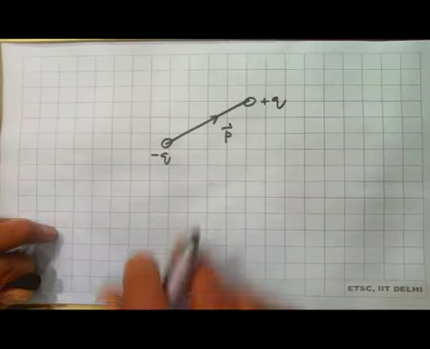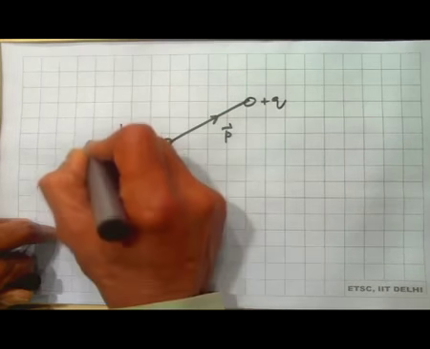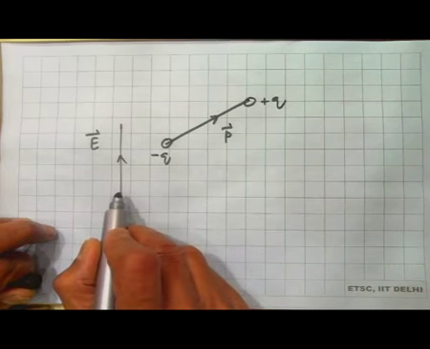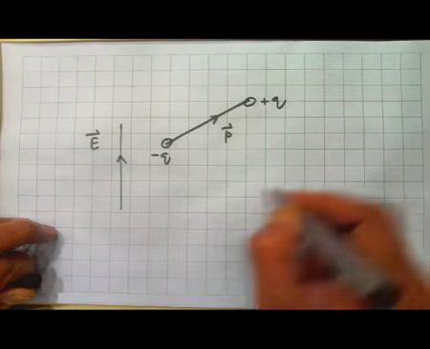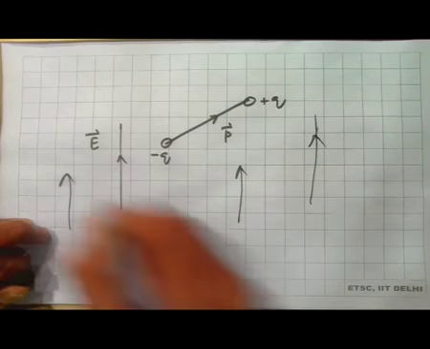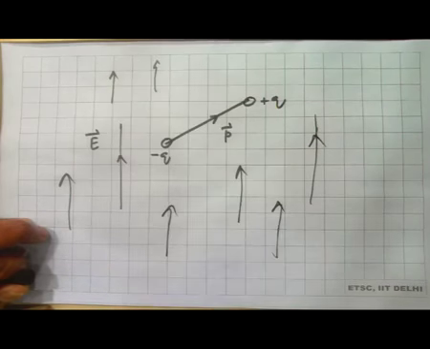Let me assume that on this dipole I now apply an external electric field. Please remember, this is the external electric field, not the electric field of the dipole, but the externally applied electric field, a uniform electric field from outside. So, E is the same everywhere, and it is pointing upwards in the figure.